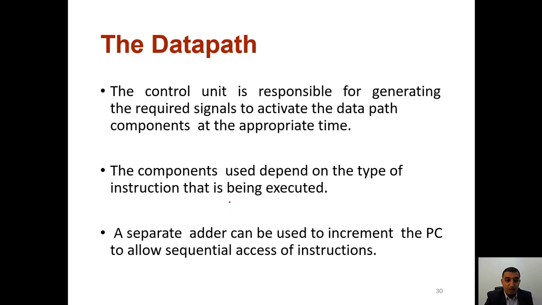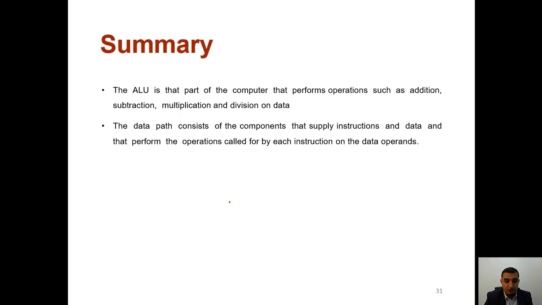As for the data path, the control unit is responsible for generating the required signals to activate the data path components at the appropriate time. The components used depend on the type of instruction being executed. A separate adder can be used to increment the program counter to allow sequential access to instructions. So basically, this is what we are going to discuss. A brief introduction for you. We are going to discuss all of this in detail. Quite straightforward. It's just an introduction to microprocessors.